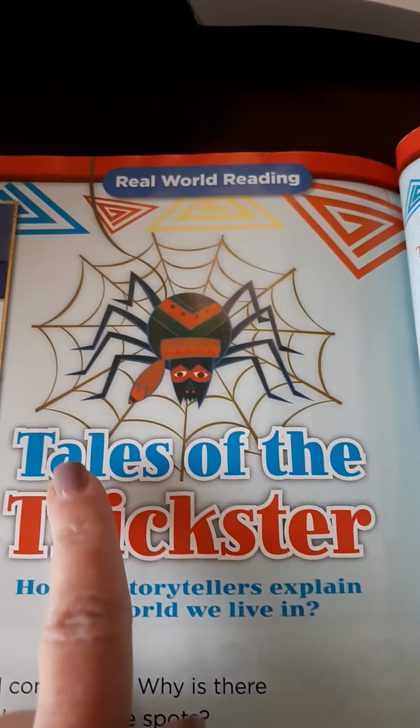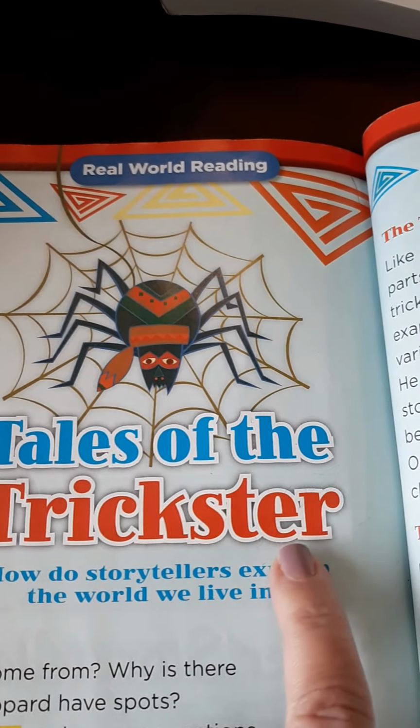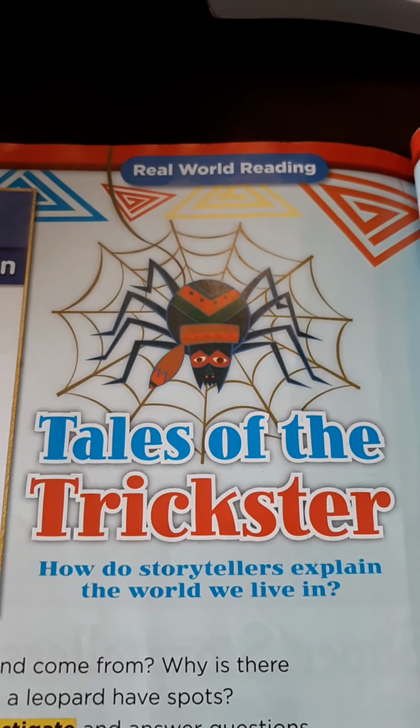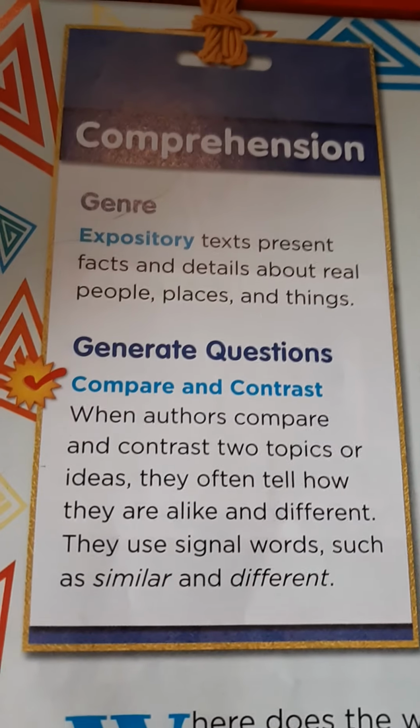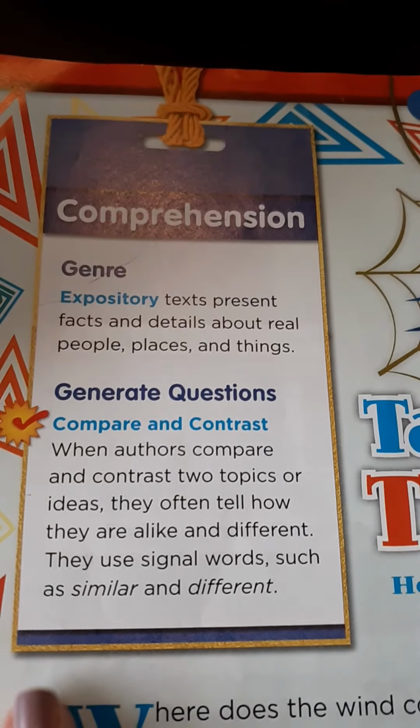Welcome back, third grade, to this week's story of Tales of the Trickster. We get to learn about trickster tales this week. This is a nonfiction story, or it's expository. These texts present facts and details about real people, places, and things. We're going to also be focusing on compare and contrast, okay? How things are similar and how things are different.